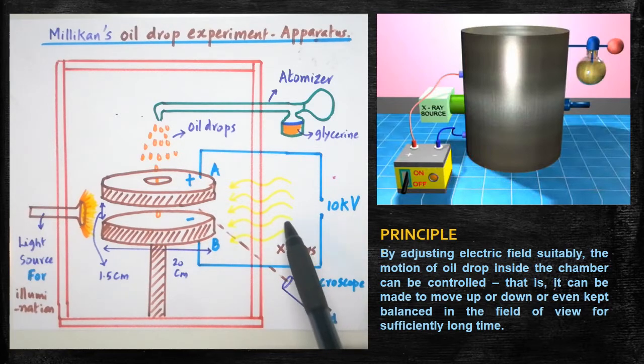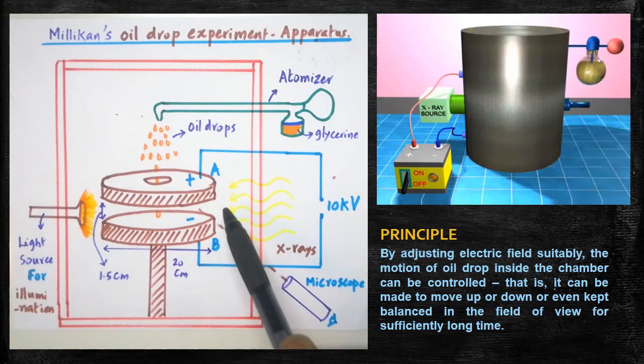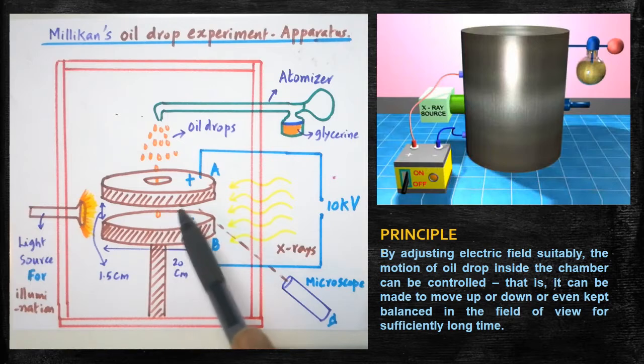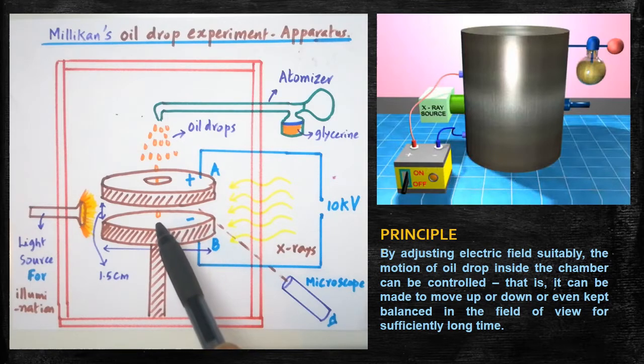Here with the help of the X-rays, that fluorescent color line is showing the passage of the X-rays. When X-rays are allowed to pass through the chamber, the air is ionized. Due to ionization, a few electrons will be emitted. They eject out from the atom, and the ejected electrons will stick on the oil drop. So the oil drop and electron combination will form a charged oil drop.